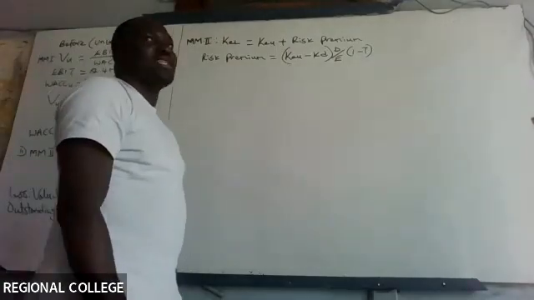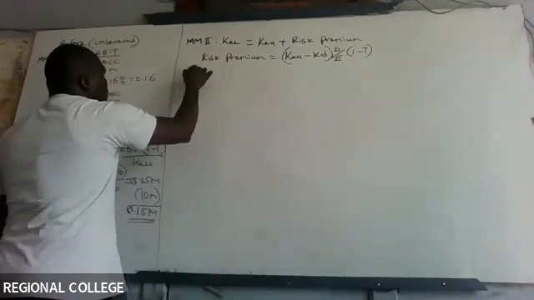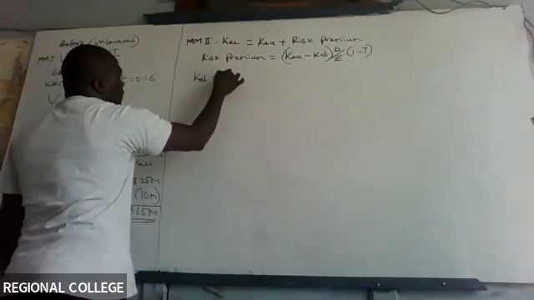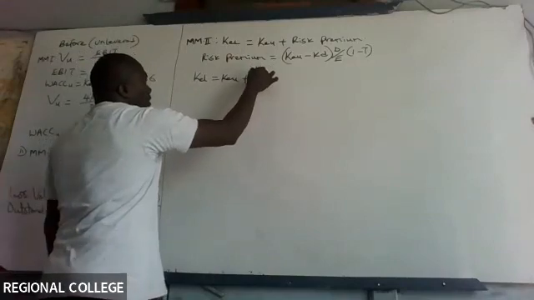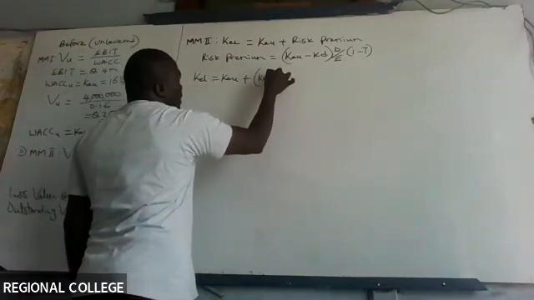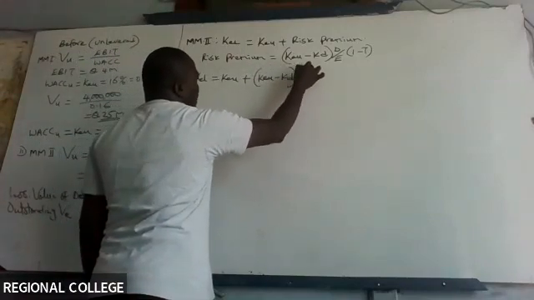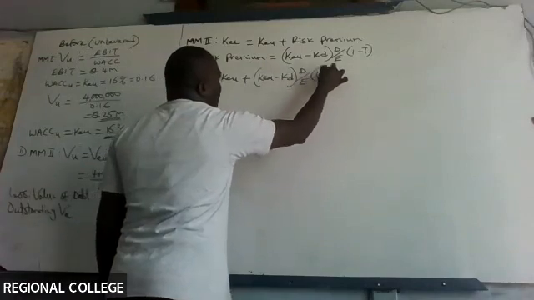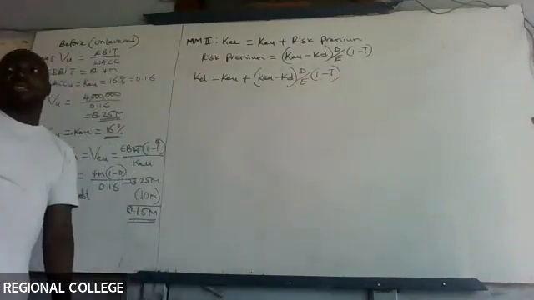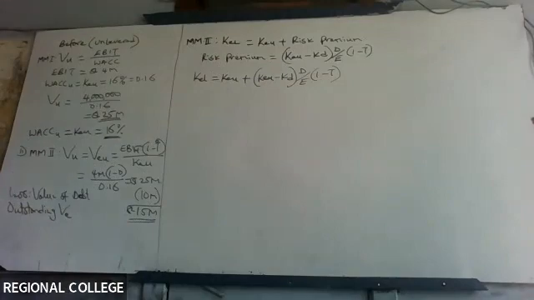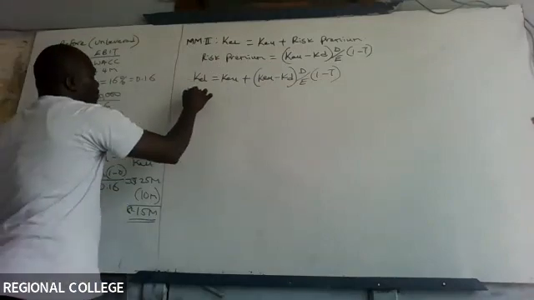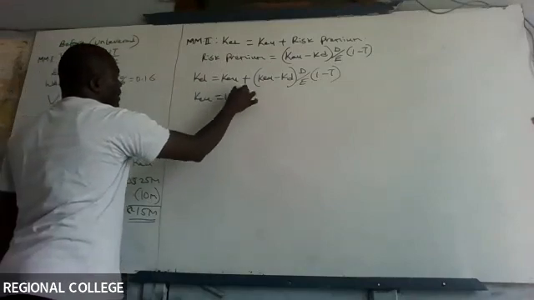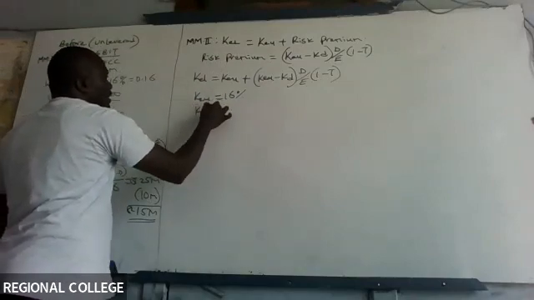So KU minus KD is the risk premium. Meaning our cost of equity of the levered firm will be the cost of equity of unlevered plus the cost of equity of unlevered minus the cost of debt, times debt over equity, adjusted for tax. KU equals 16%. Cost of equity of unlevered is 16%.